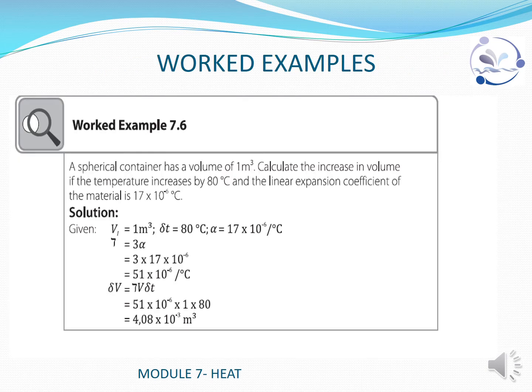Then we're having worked examples. In this example, they say calculate the increase in volume if the temperature increases by 80 degrees and the linear expansion coefficient of the material is 17 multiplied by 10 to the power minus 6. So the first thing that we have to check is what we are given and the units. What is the unit for our coefficient of linear expansion and our unit for temperature? The most important thing: the moment they say something increases by, this is your T2 minus T1. This is your change.